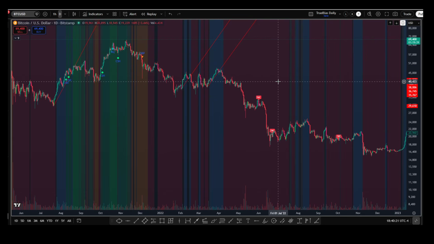Now in the red cycle, red is damage. Red means repair is required. Red doesn't mean short every candle. It doesn't mean that the asset's doomed. It just means that repair is absolutely required.